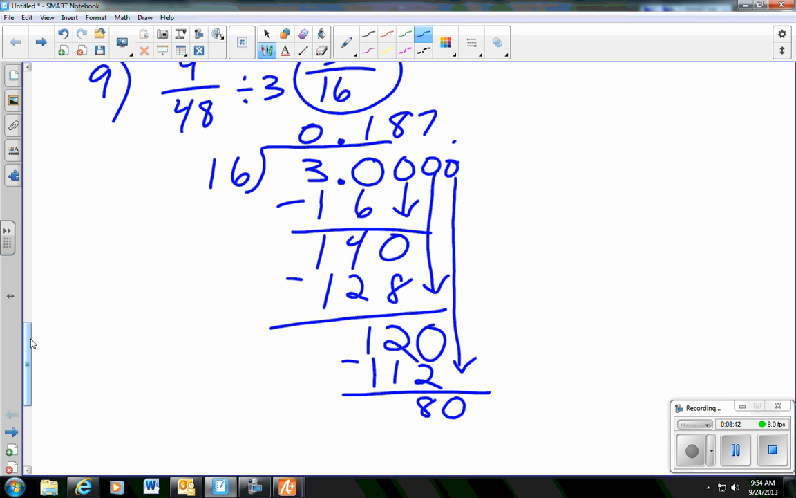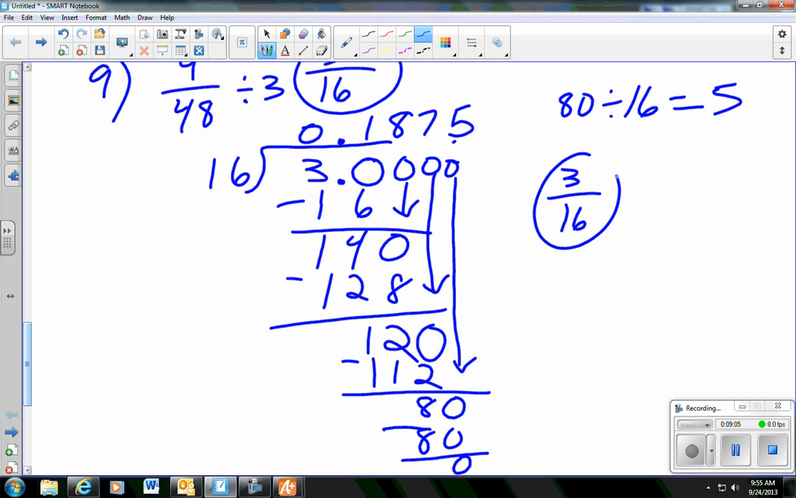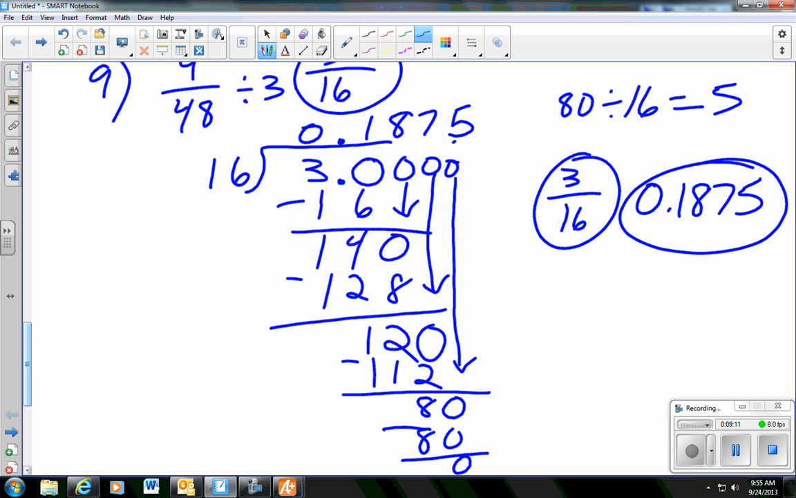Okay. So you brought down the 0 to make 80. So now you would type in 80 divided by 16. When you type that in, you get 5. So 5 goes right there, and then 5 times 16 is 80, and 80 minus 80 is 0. So then we know as our fractions, we have 3 over 16 when we simplified, and then as a decimal, it's 0.1875. We had to go out pretty far to get that one.